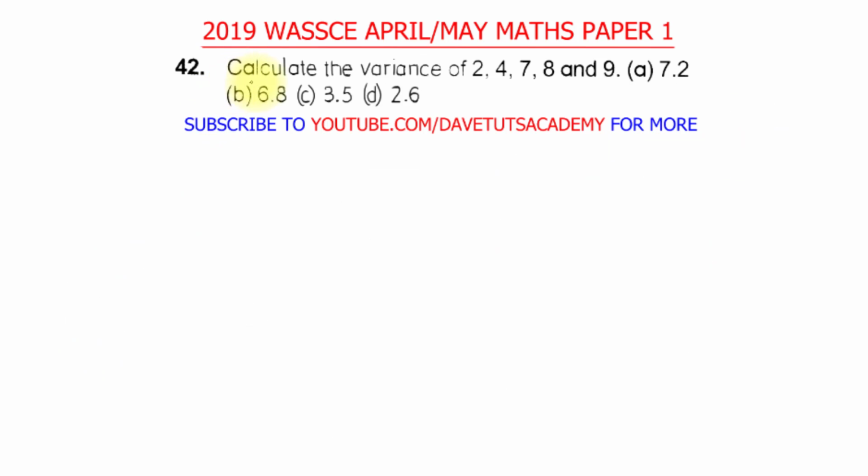in this question we're asked to calculate the variance of 2, 4, 7, 8 and 9. So we have this set of values, and the variance is what we are being asked to find. Now there is a formula for variance that we can use to solve this type of question, and it is given as the sum of the square of the data entries divided by the number of entries, minus the square of the average value.